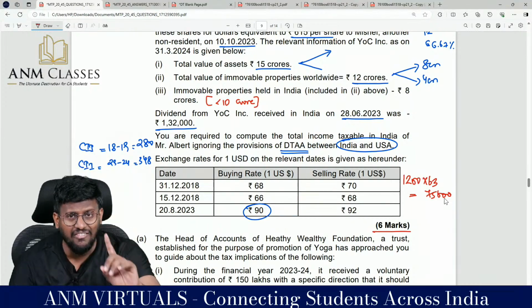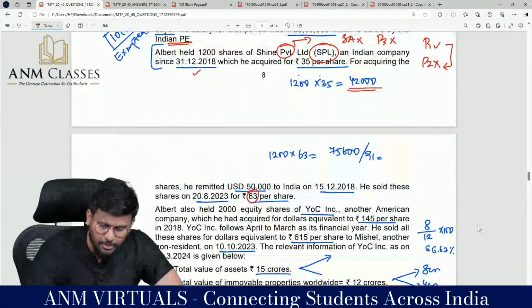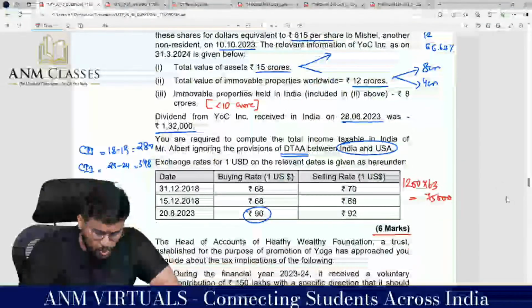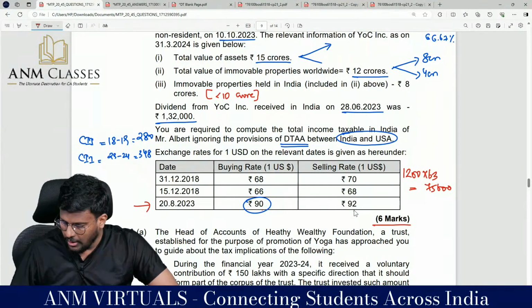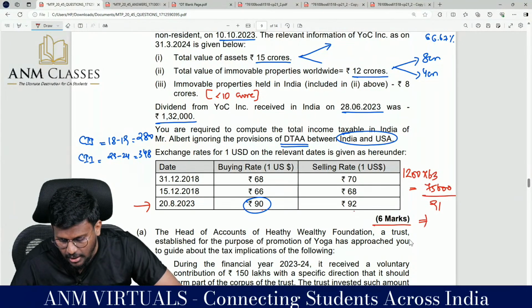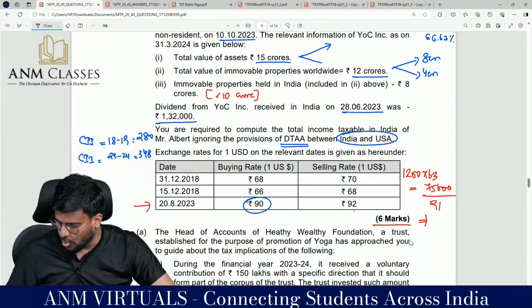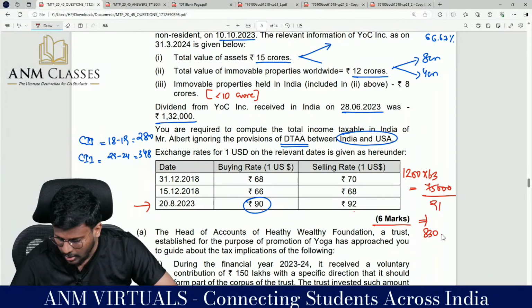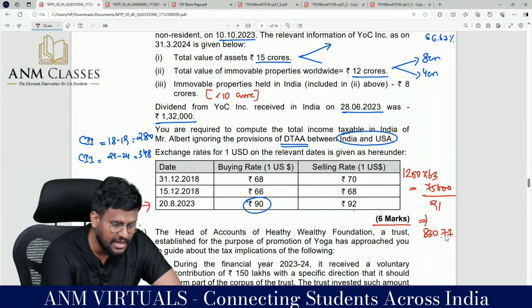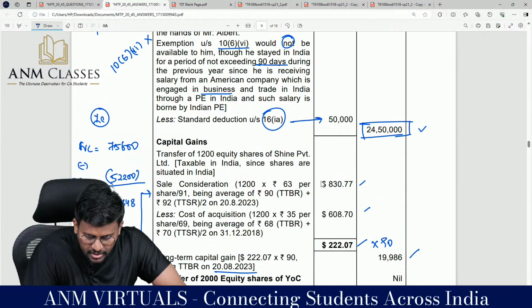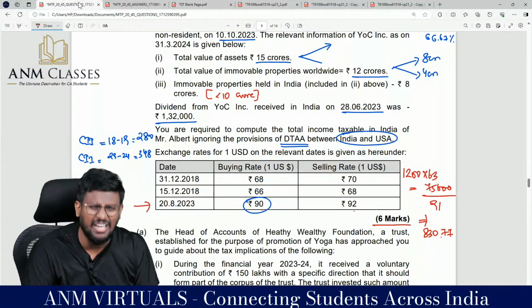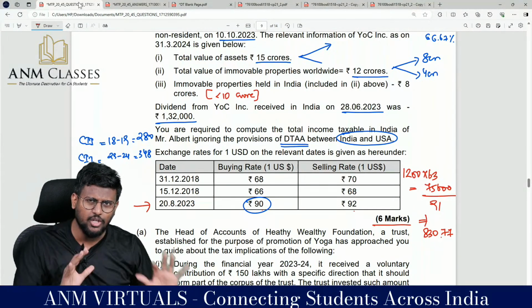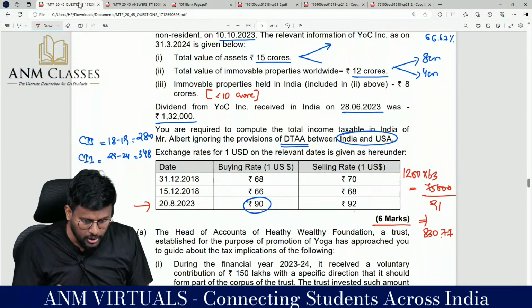Which rate do we take? The average rate on the date of transfer. See when it was sold: this has been sold on 28/2023. So 90 plus 92 divided by 2 is 91. Then 75,600 divided by 91 comes to $830.77, the selling price in foreign currency. See, it matches nicely. The question has no expense for transfer, so leave it. If there were, convert it at the average rate on the date of transfer.